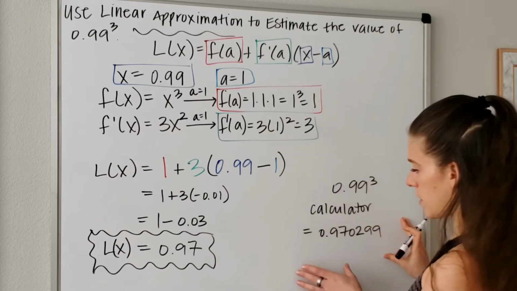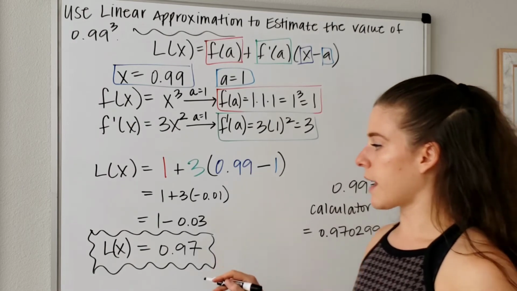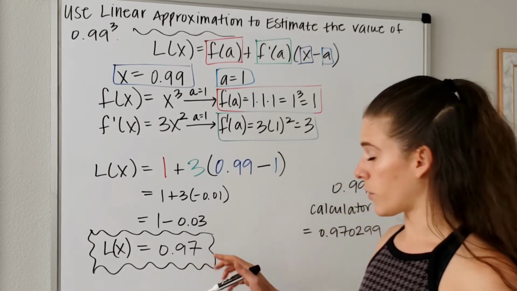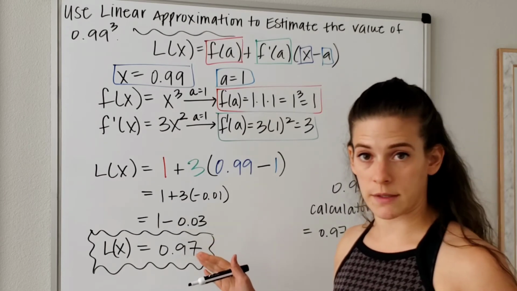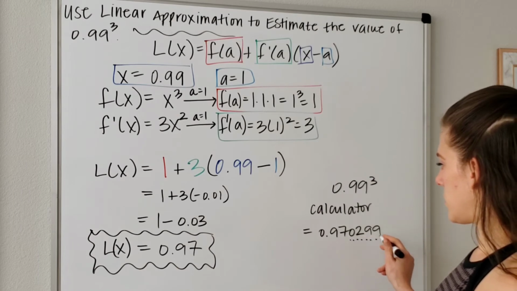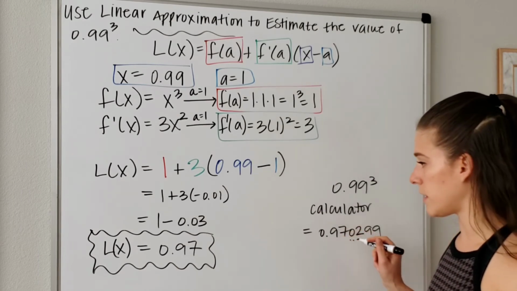Now to double check this answer, we can actually just plug in 0.99 cubed in our calculator to get 0.970299. We can be confident that our L of x, 0.97, is accurate, or a close enough approximation I should say, because it is only maybe less than 3/10,000ths off of our calculator answer.